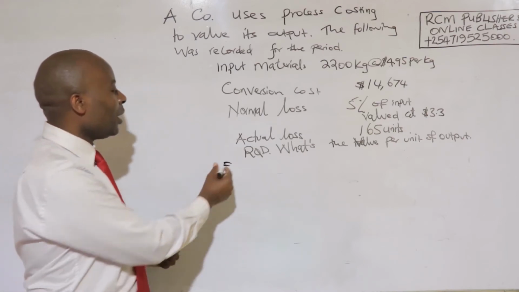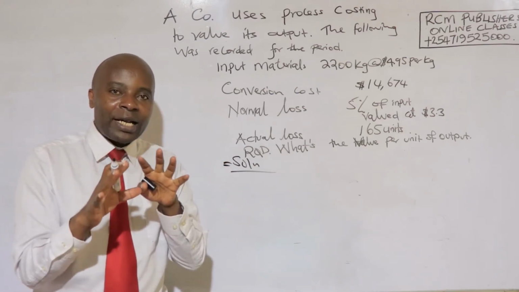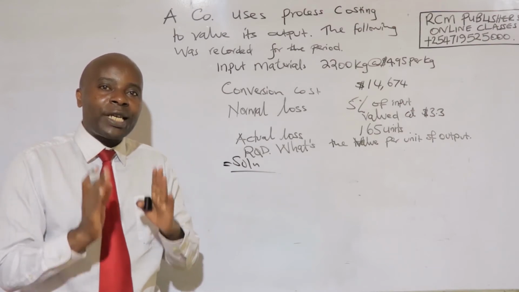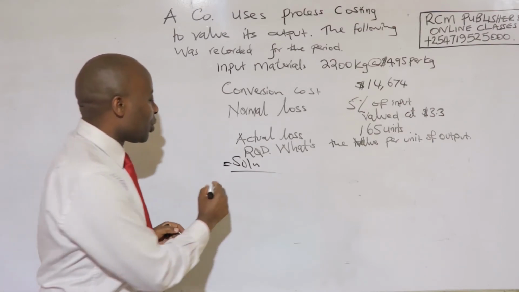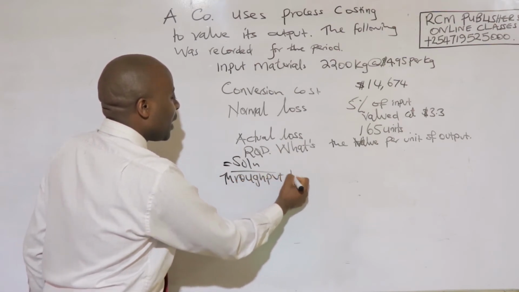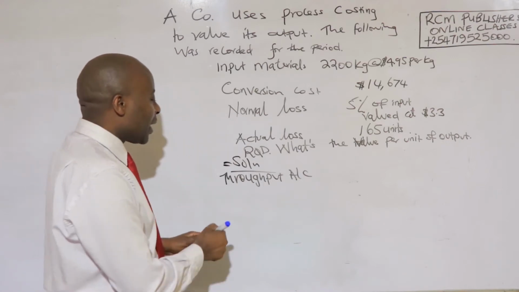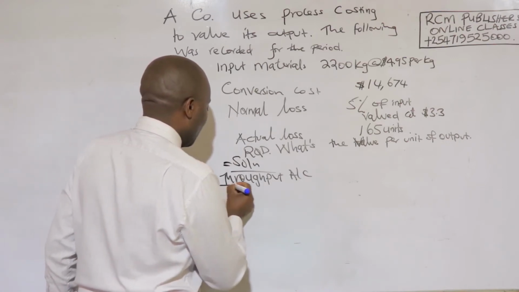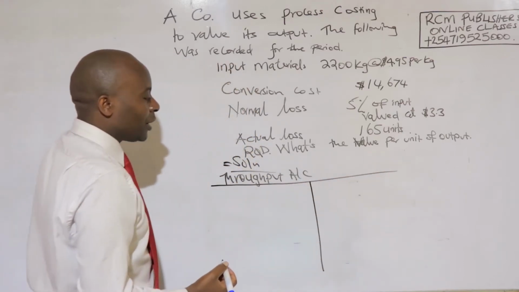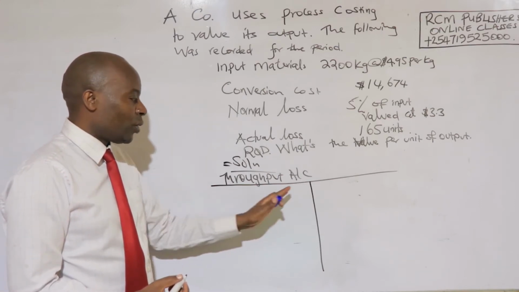Solution. The first thing that a good student will do to master this particular question is to construct what we call a throughput table, a throughput account. So for the throughput account, what do we have here? It's a debit credit account, very easy to construct, right? It's a T account which has got debit and credit.